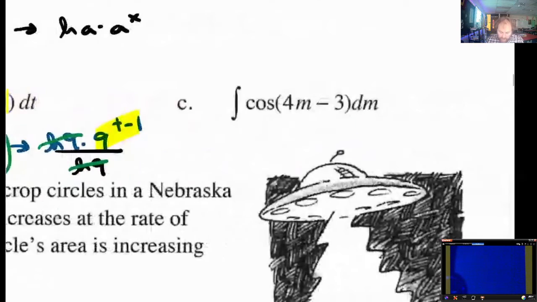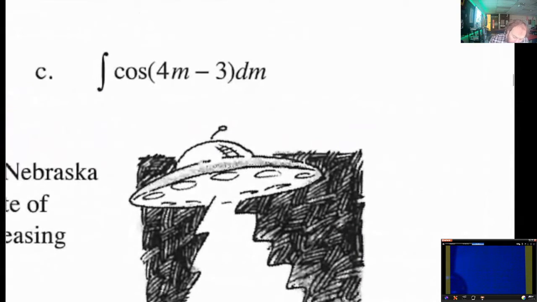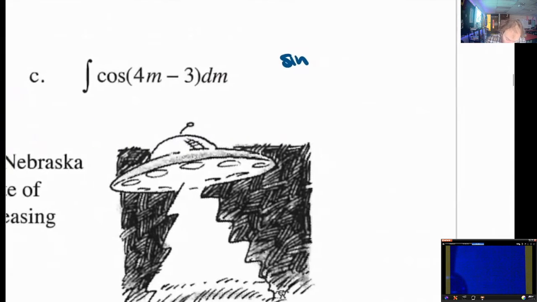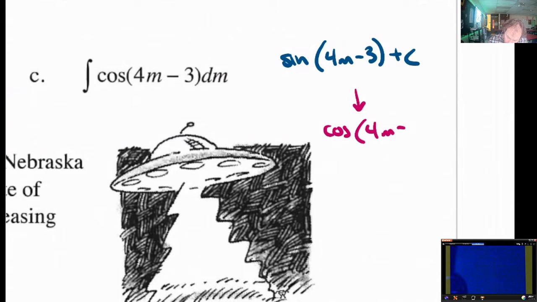And for question C, kind of the same thing. I'm thinking already that sine of 4m minus 3 plus c is a good answer for this question. But if we take the derivative right now, let's think about that. Take the derivative of sine of 4m minus 3. You will get cosine of 4m minus 3. That's it. But you are going to need to multiply by 4 because the derivative of the inside chunk is there.